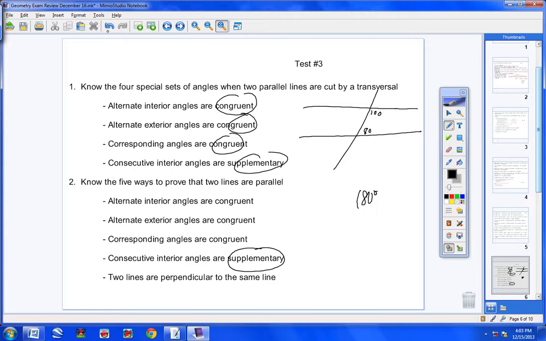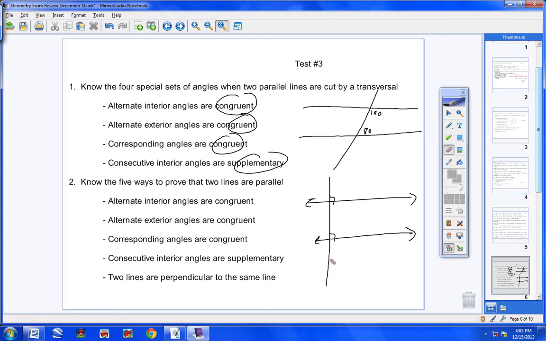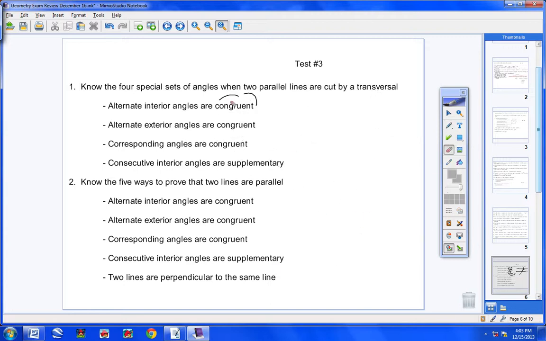Okay? Or another thing we learned is if you have 2 lines and they're both perpendicular to the same given line, this line here is perpendicular to this line, and this line here is perpendicular to the same line, then I know that these 2 lines here are parallel. So make sure you're familiar with all that. We covered that on Friday, and all of that will be on the test.